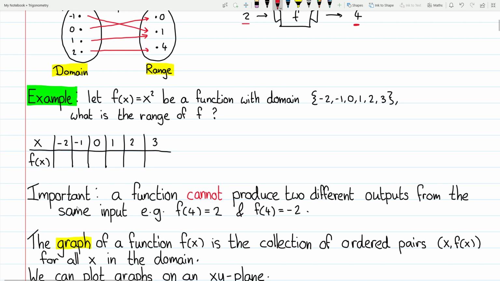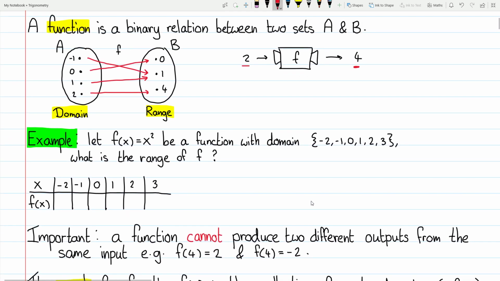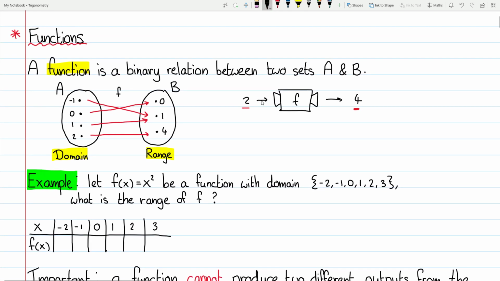I will mention one thing which I've put down here: a function cannot produce two different outputs from the same input. If you have an algorithm, and you input 2 and get 4, you can't input 2 again to the same algorithm and somehow get a different output. It will always end in 4. So if you have some description of a map where f of 2 equals 4, but also f of 2 equals 3, then this isn't a function. This breaks our rule.